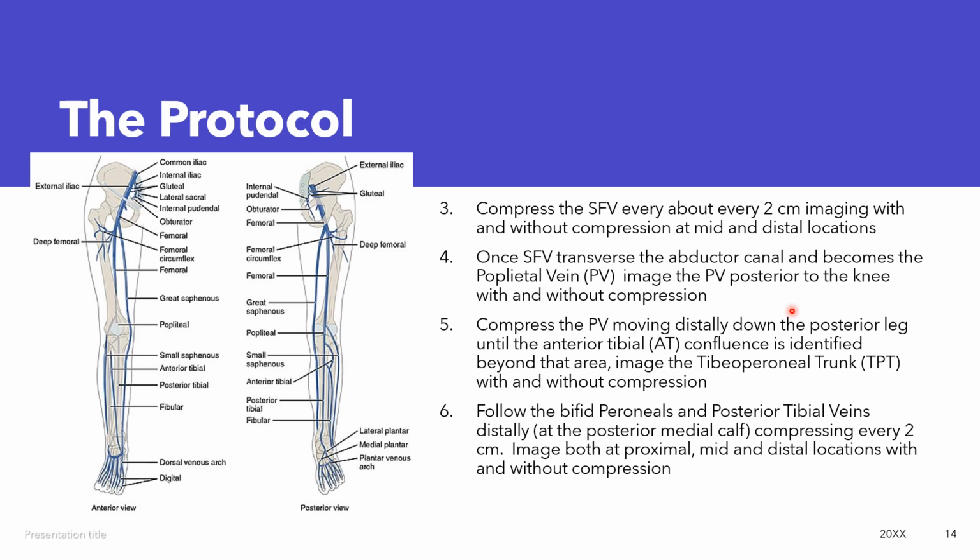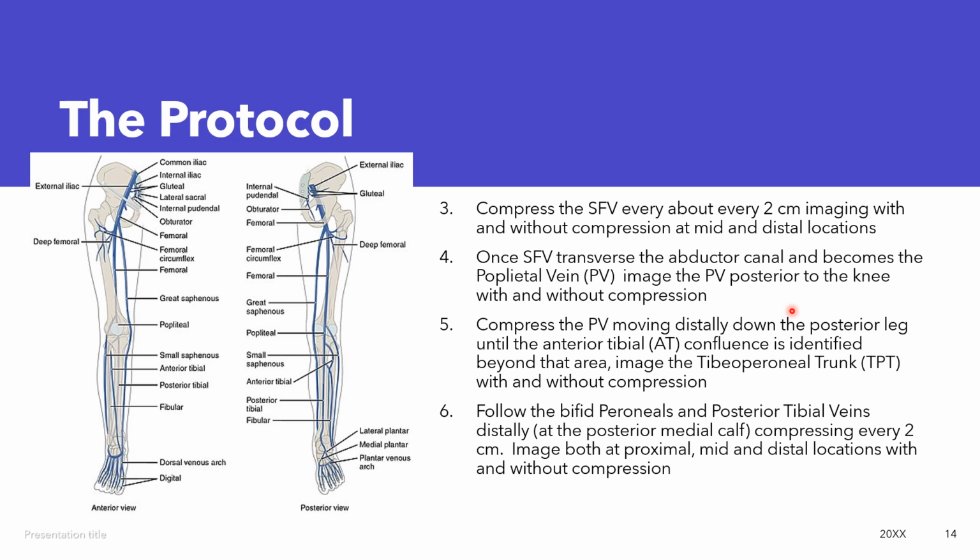Once you get just inferior to the knee joint, you will find another vein dumping into the popliteal. That vein, the first vein that you see do that, is going to be your anterior tibial vein.